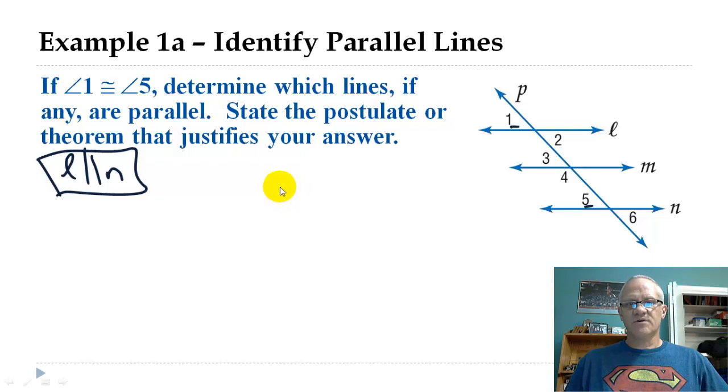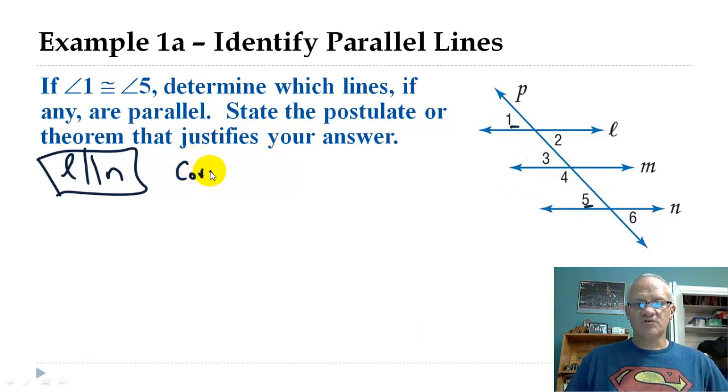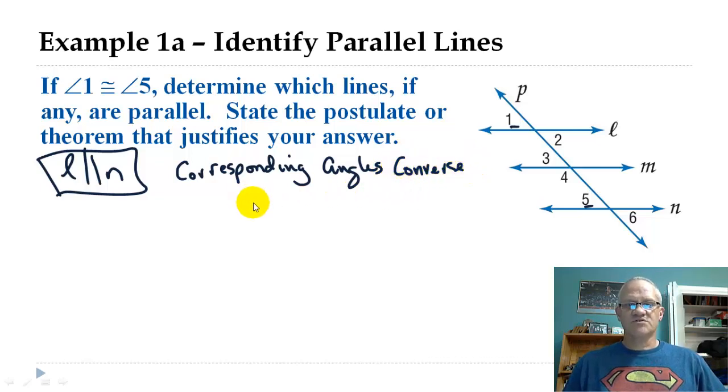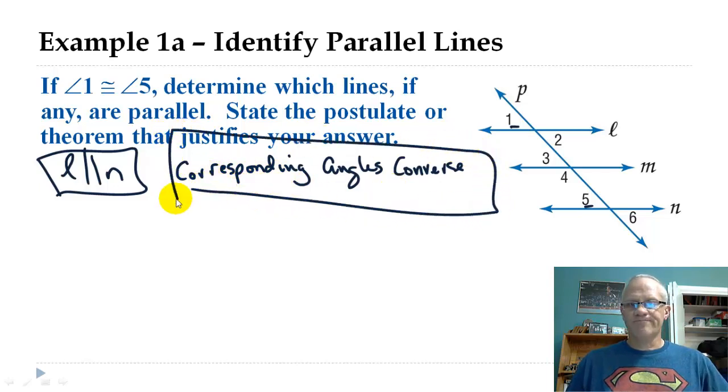Which one of the theorems or postulates was that? Well, what are these called? Just kind of block out the M in your mind since that doesn't apply. Just look at the other two. 1 and 5, it would be what? The same corner house, the next block over, actually 2 blocks over, so that would be corresponding angles. I think they said the converse of corresponding angles, but if you just said corresponding angles converse, that would be fine. Okay, next one.